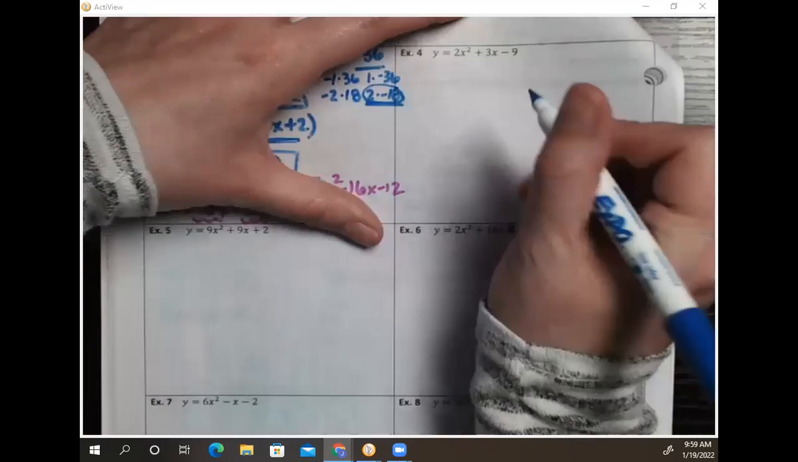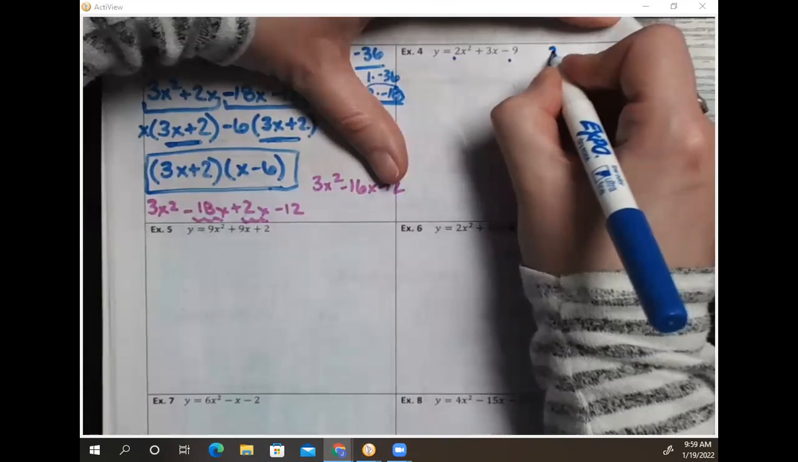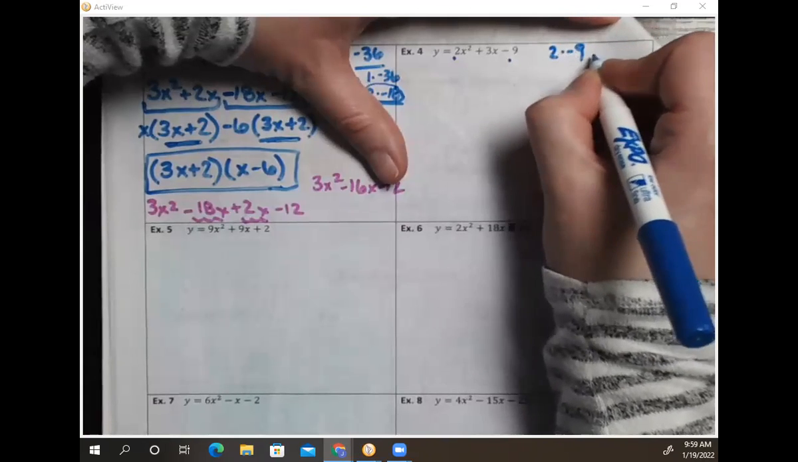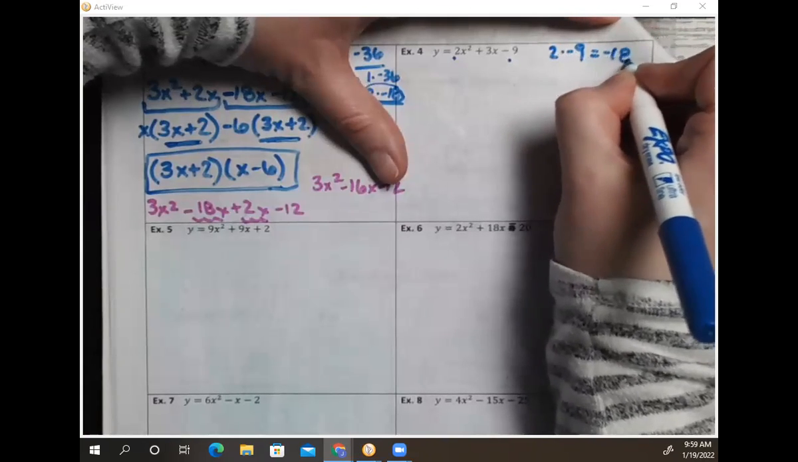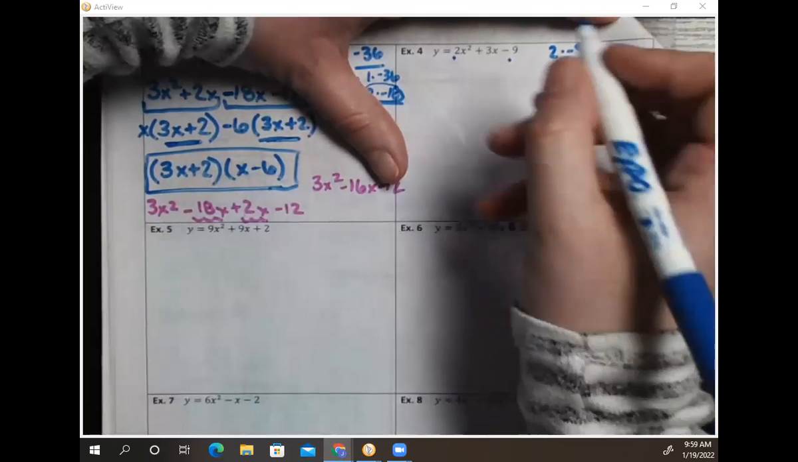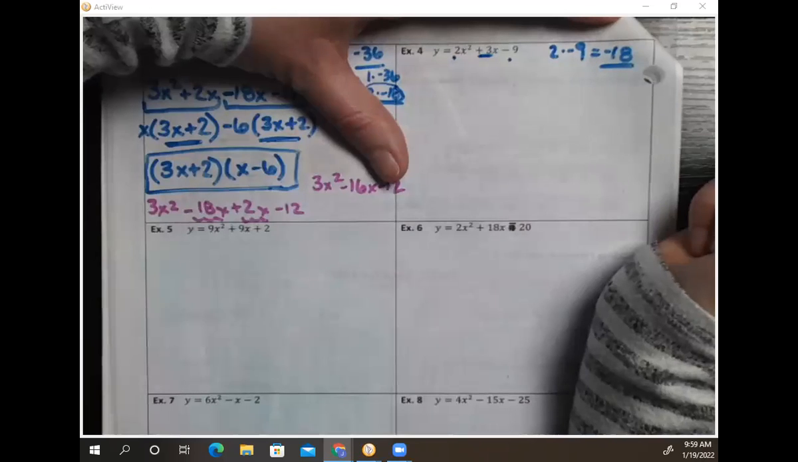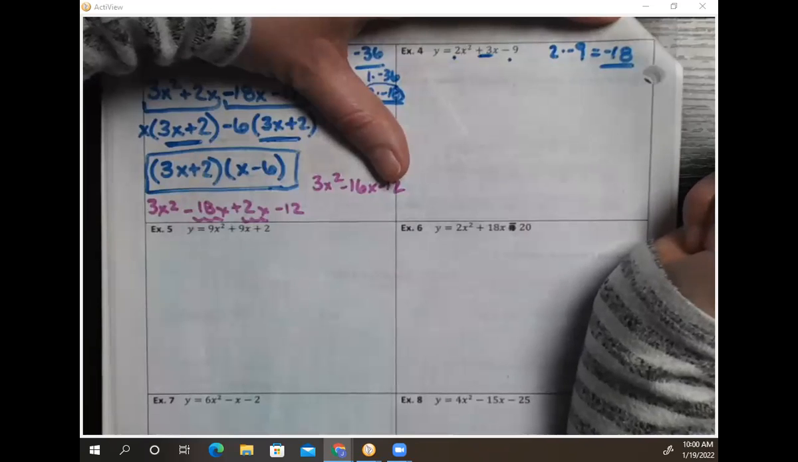So what we're going to do is take our A and our C and multiply them together. So 2 times negative 9, that gives me negative 18. And now I want factors of negative 18 that add to 3. What factors do I want? Factors of negative 18 that add to 3.